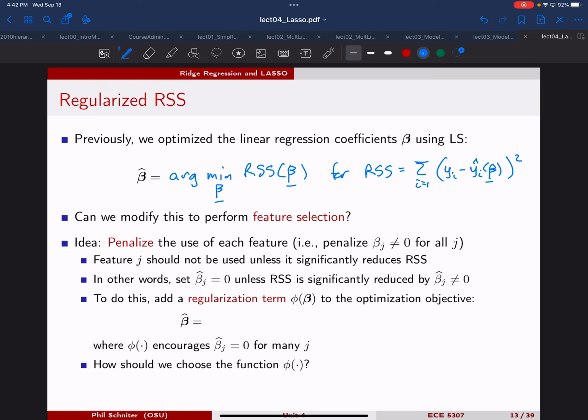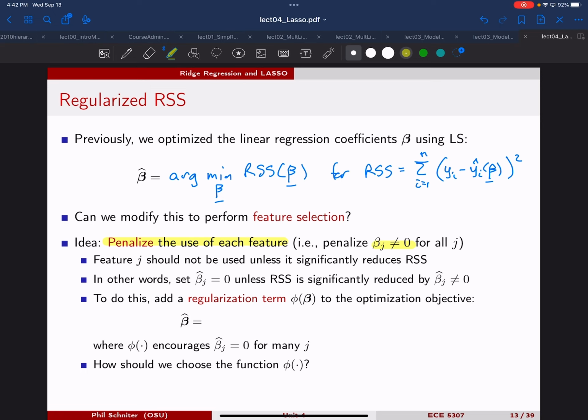Right, sum i from 1 to n. Right, so this is what we have learned to do. So our goal is to modify this to perform feature selection. Like I said, what we're going to do is penalize the use of each feature. And what I mean by using a feature is setting beta different from 0.